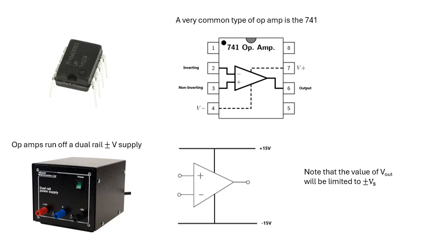Now, an op-amp can run off a dual rail power supply. So with a dual rail power supply, for instance here, you've got plus 15 volts and minus 15 volts as well. There'll also be a zero, which is your earth, which you may or may not use. Now, note that the value of the voltage out, V out, can't be bigger than 15 volts. Okay, so V out will be limited to plus or minus Vs.